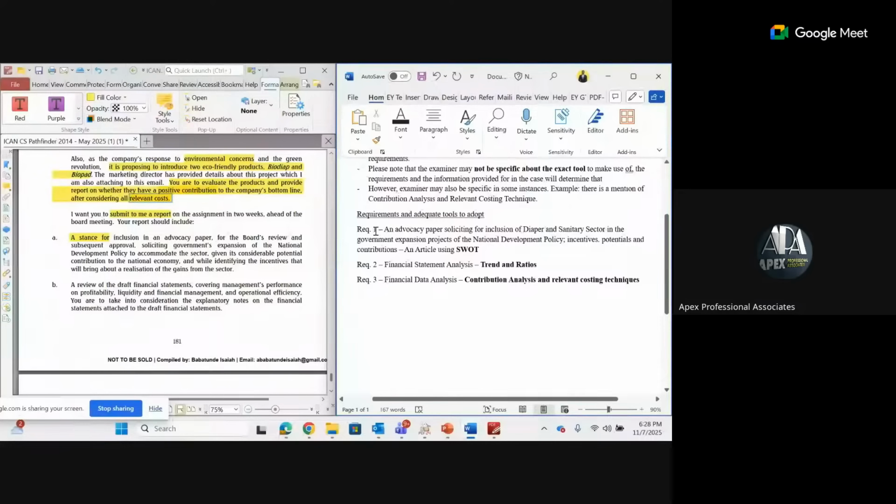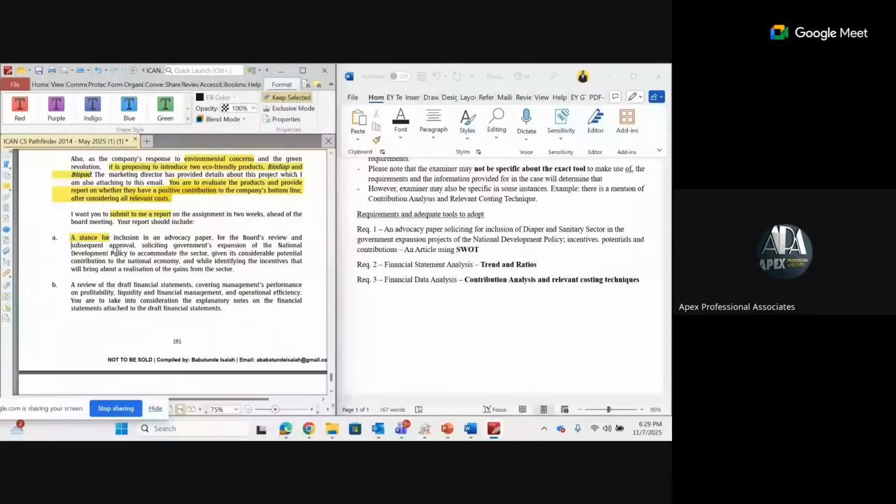First thing, requirement 1, let's read it. Requirement 1 says it stands for inclusion in an advocacy paper for the board's review and subsequent approval, soliciting government's expansion of the Nigerian development policy to accommodate the sector, given its considerable potential contribution to the national economy, and while identifying the incentives that will bring about the realization of the gains from the sector.